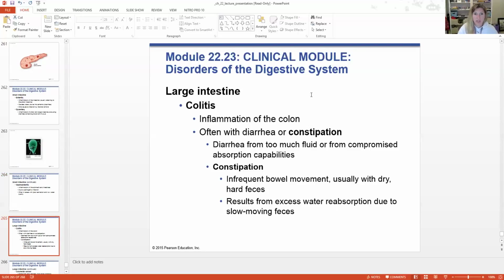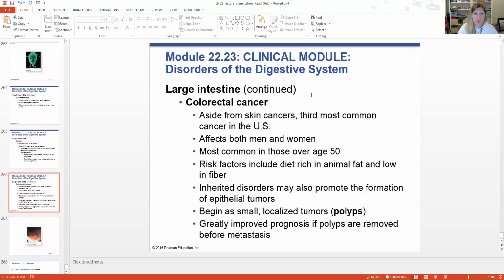It's usually associated with one extreme or the other, either constipation or diarrhea. Diarrhea from maybe too much fluid or from compromised absorption abilities, right? Constipation would be when you have those really dry, hard feces, and that's because there's too much water reabsorption because of the slow-moving feces through your digestive tract.